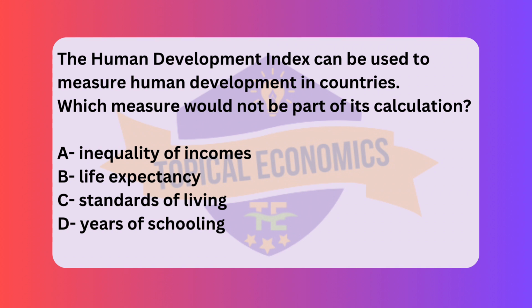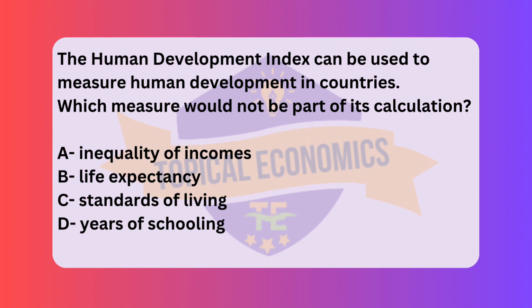A separate measure, the Inequality-Adjusted HDI, IHDI, adjusts for inequality in income, education, and health, but inequality of income is not part of the basic HDI. Analyzing the other options. Option B, life expectancy, is a key component of the HDI. It is used as the health indicator, measuring the average number of years a person can expect to live at birth.